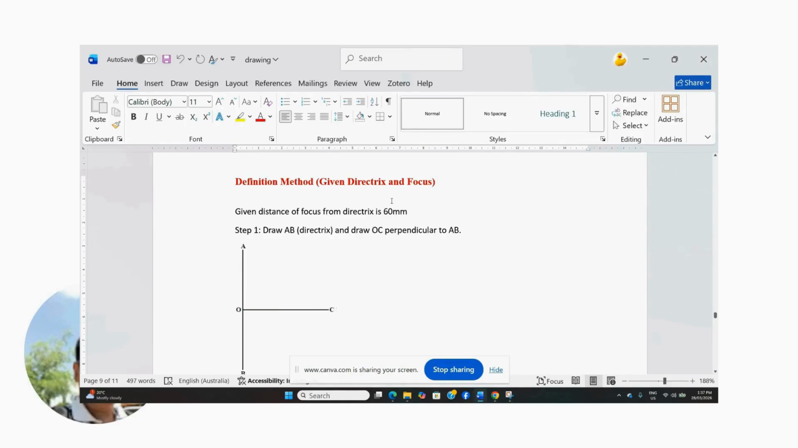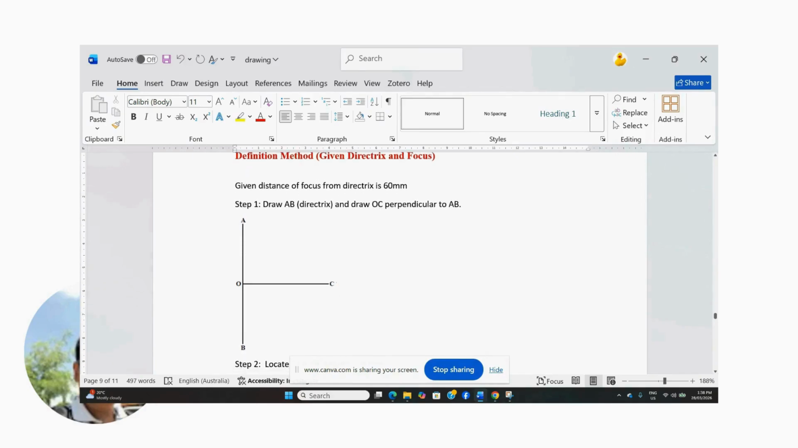So today we are going to learn how to draw a parabola when the directrix is given and its distance from a focus is given. As shown here, the distance of focus from a given directrix is 60 mm.